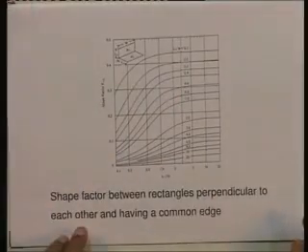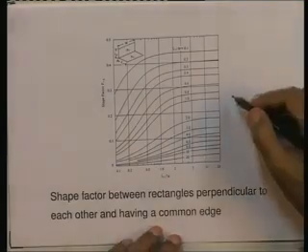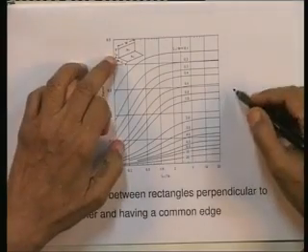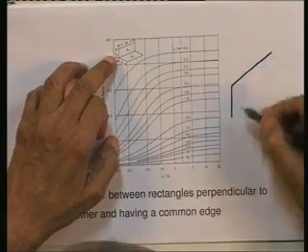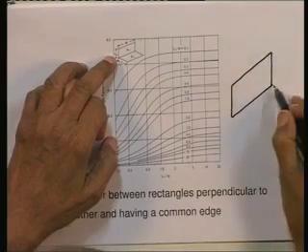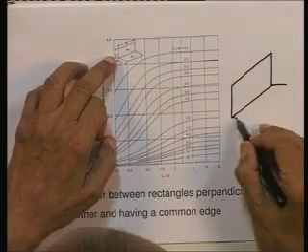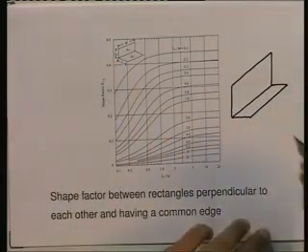Here is a shape factor between rectangles which are perpendicular to each other and have a common edge, something like this. It is drawn rather small here, so let me draw it again. These are two rectangles: this is one rectangle, this is another rectangle.